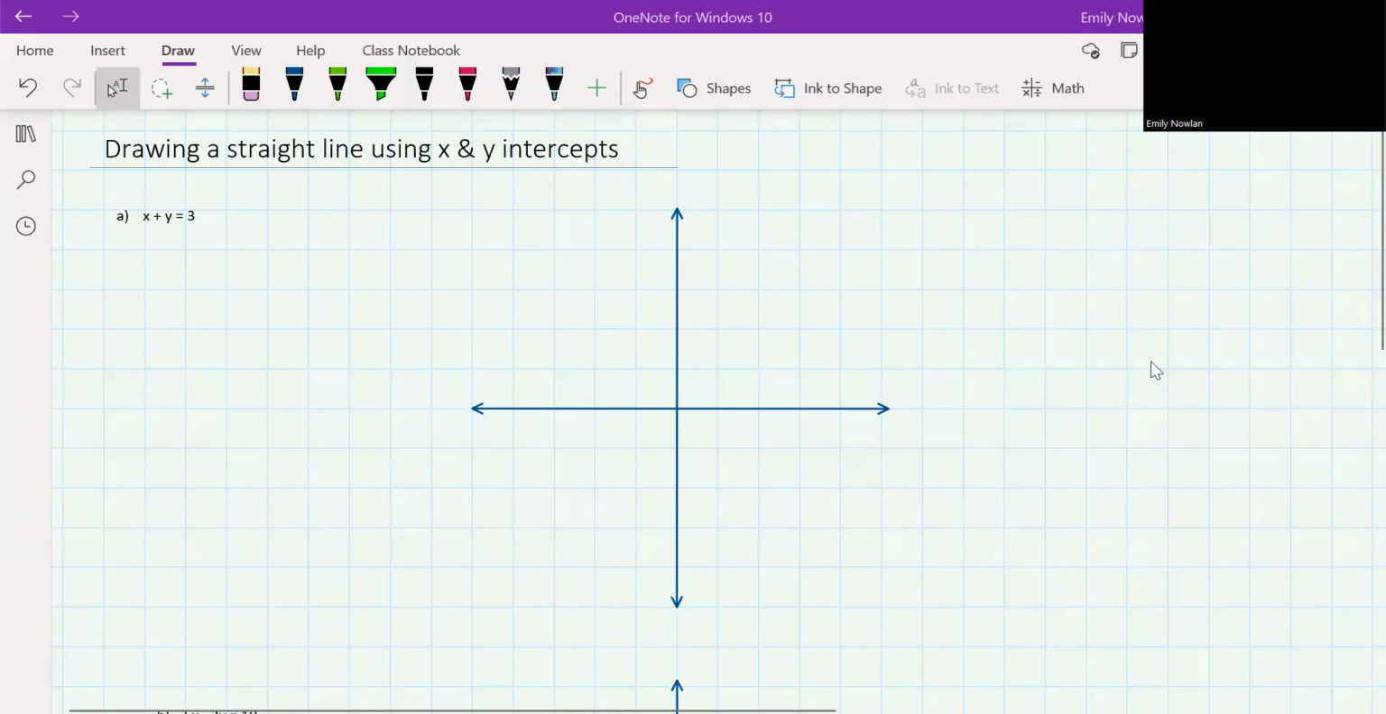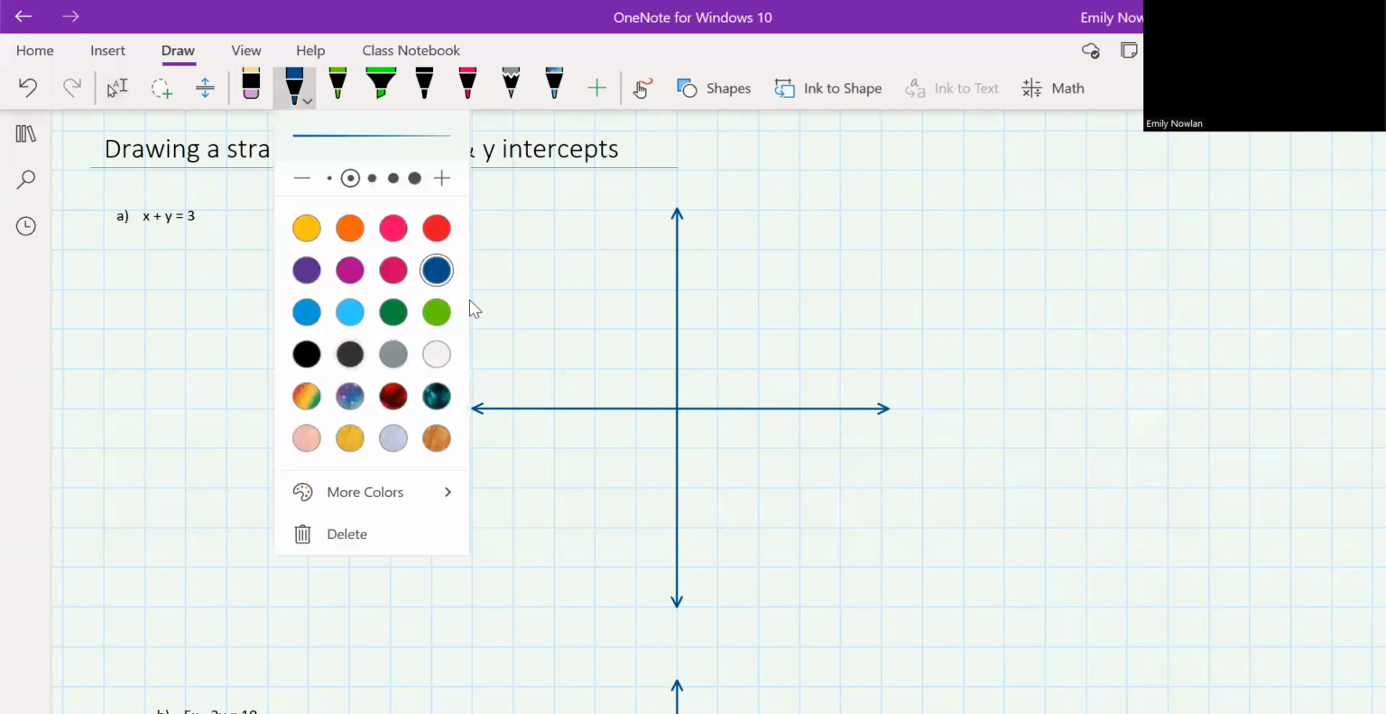Hello everyone, we're going to graph straight lines using X and Y intercepts. Okay, so let's get going.